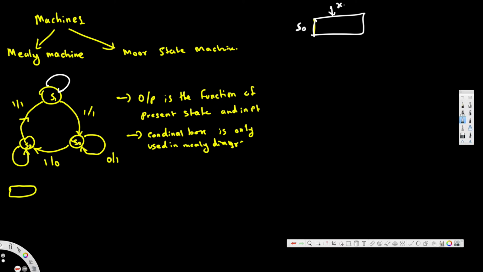Here we have S0. In S0 it says if we have 0 and it goes back to S0, let's draw the decision box. We have X and it can have 0 and 1. And here it says if the S0 is 0, it goes back to the S0, but it's 1.